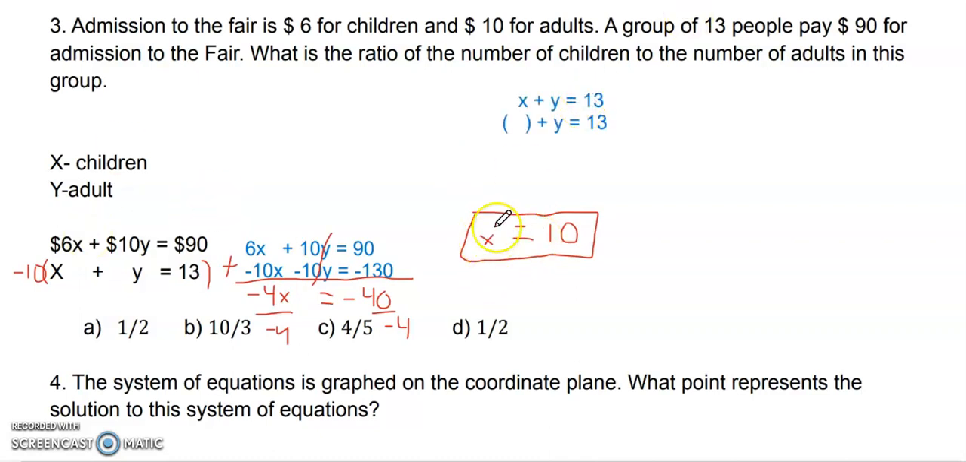So to solve for y, I just need to substitute the 10 into either equation. I'm going to pick the second equation because the coefficients are just 1 there. So if I substitute in 10 for x, I get 10 plus y equals 13. So to solve for y, which is the amount of adults that attend the fair, I just subtract 10 from both sides. And then I get y is equal to 3. So then my ratio is going to be 10 to 3. There was 10 children for every 3 adults.